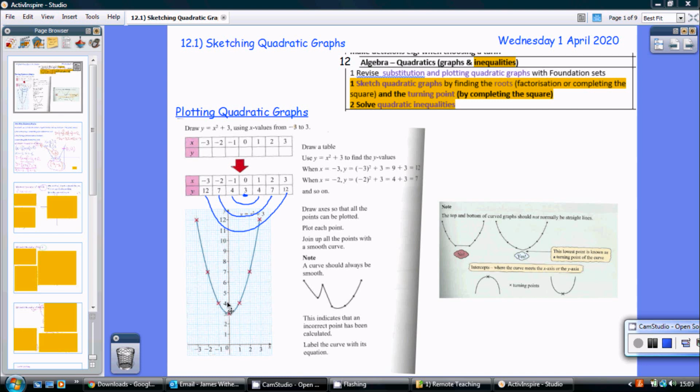So the minimum point, and I think all the ones we're doing today are positive parabolas, so it's going to be minimum points. Of course, if we were working out the turning point on a negative parabola, the turning point would be a maximum point.